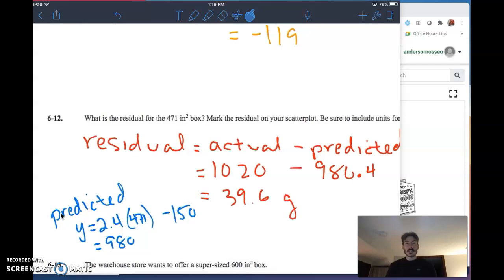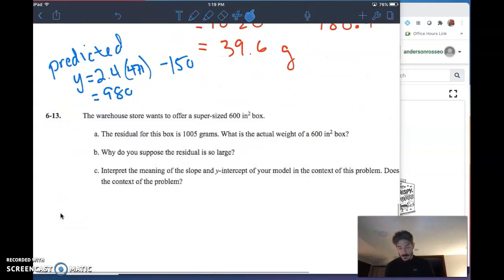Okay? But ideally, we want to know what the sign means. We want to know all about the size of the residual, and we want to be able to describe that well. Okay, last thing, number 6-13. I'm not going to have a ton of time to describe this, so I want you to try to wrap your brains around this quickly. The store wants to offer a supersized 600 square inch box. Is that a good idea?